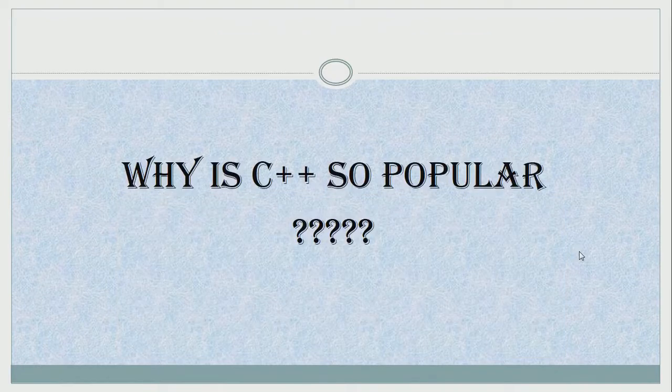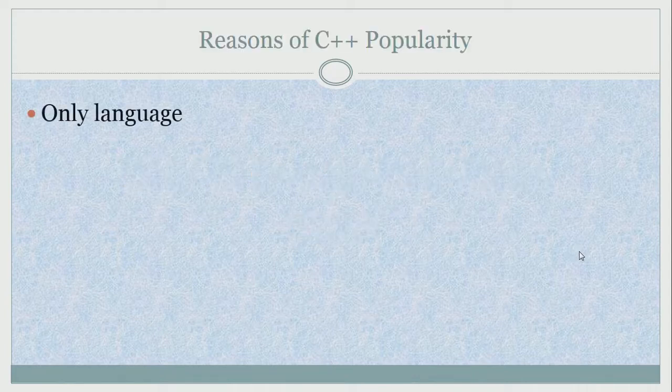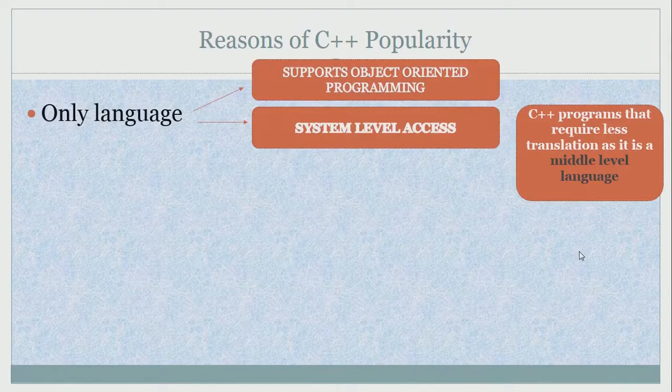So why is C++ so popular? Let's look at some factors. It is the only language that supports object-oriented programming and system-level access, both these features at the same time. Now the question is, what does system-level access mean? System-level access means that being a middle-level language, C++ requires less translation than other high-level languages. Because of less translation, it's easy to access the system with less effort. Other middle-level languages do not support object-oriented programming. Only C++ does it. And high-level languages do not offer efficient system-level support. So C++ is the only language that offers both these benefits together: it supports object-oriented programming and it provides system-level access.